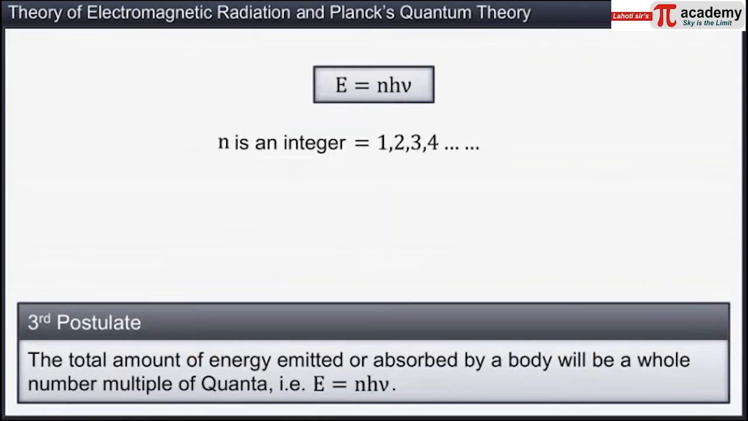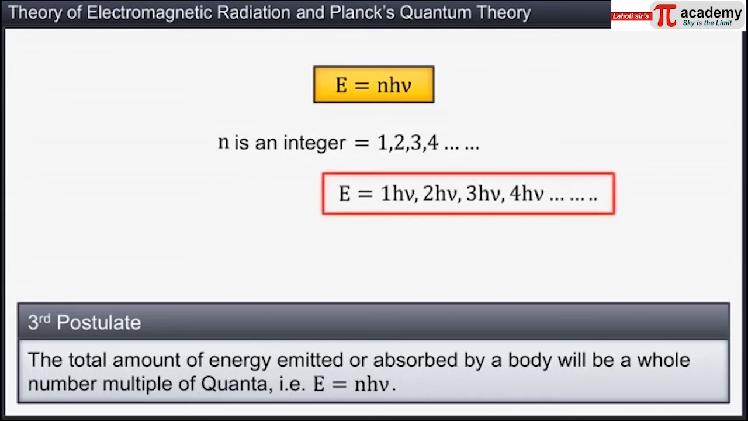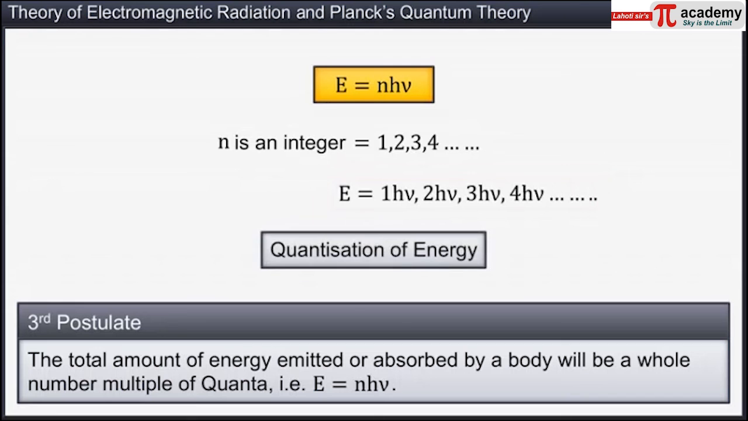The third postulate says that the total amount of energy emitted or absorbed by a body will be a whole number multiple of quanta. That is, E is equal to n h nu. This means that an atom or molecule can absorb or emit either one quantum of energy or any whole number multiple of quanta. Note that only certain values of energy are permissible. This is called the quantization of energy.